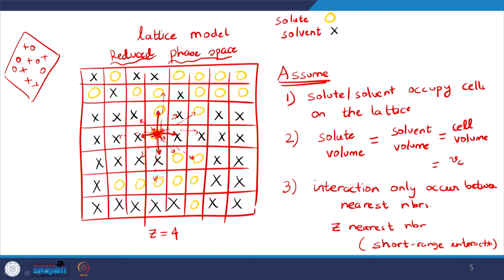So, as of now, every molecule has only Z neighbors. So, in total we are looking at Z multiplied by n tot divided by 2 pairs, because every pair we would double count if I multiply n tot with Z, right. So, right now we have only these pairs.